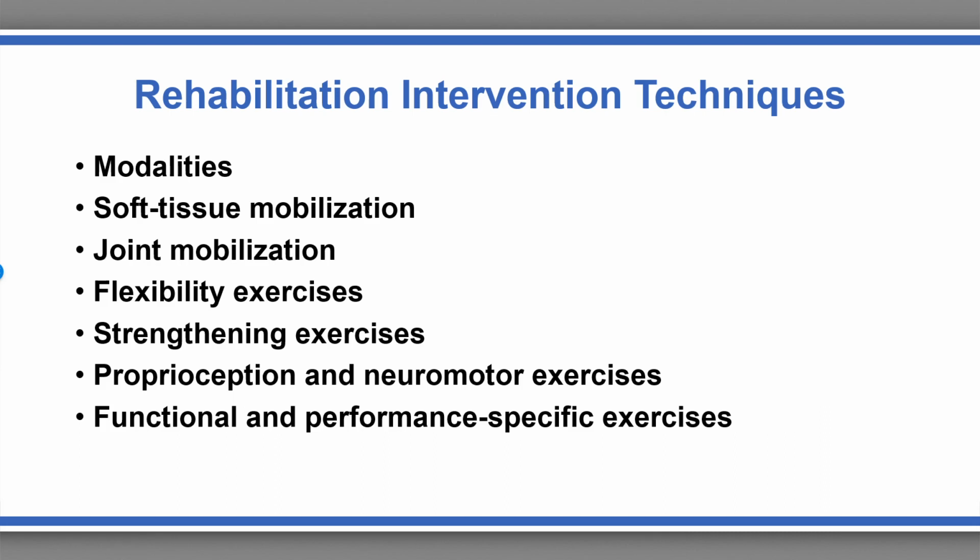So the various rehabilitation intervention techniques are shown here. An example of soft tissue mobilization would be trigger point release. There's also joint mobilization, there's flexibility activities. These can include manual techniques and exercises, and these flexibility type exercises can be incorporated early on during rehabilitation and continue until goals are achieved in terms of range of motion.